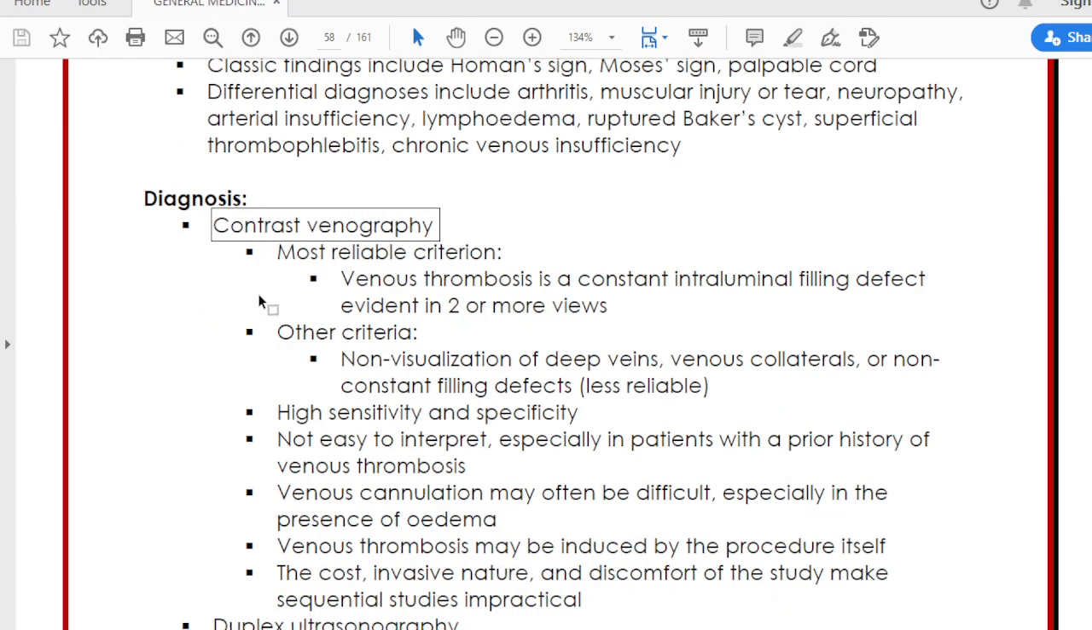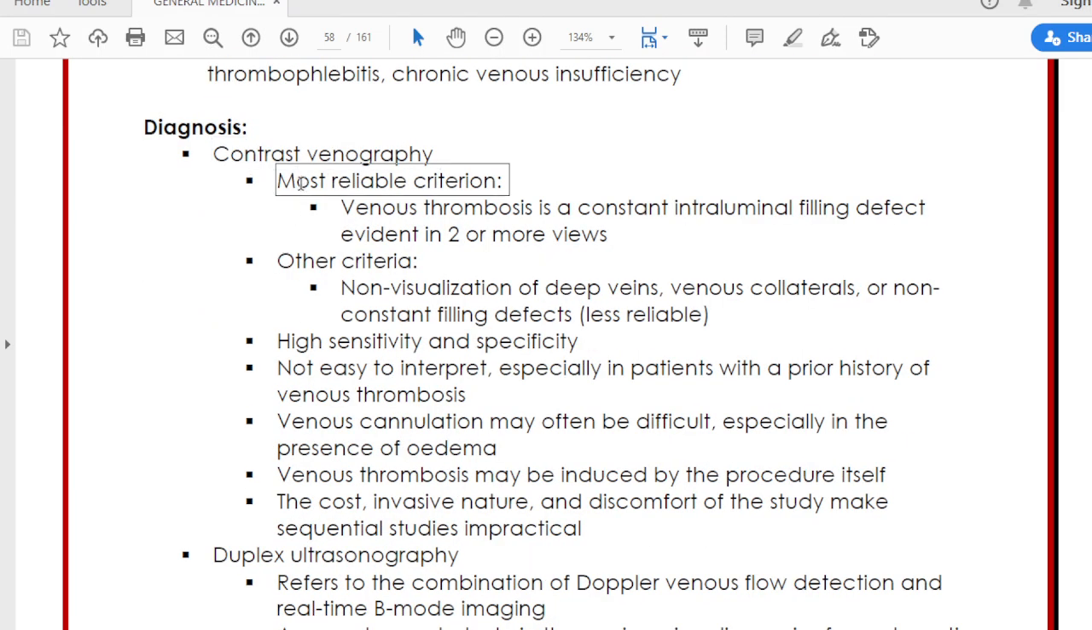Diagnosis. Contrast venography. Most reliable criterion for venous thrombosis is a constant intraluminal filling defect evident in 2 or more views. Other criteria: non-visualization of deep veins, venous collaterals, or non-constant filling defects, are less reliable. High sensitivity and specificity. Not easy to interpret, especially in patients with a prior history of venous thrombosis.